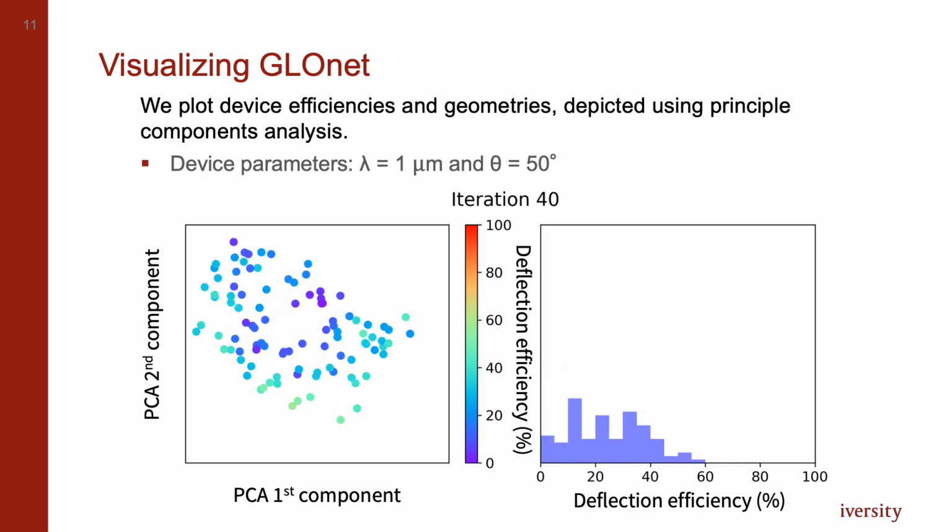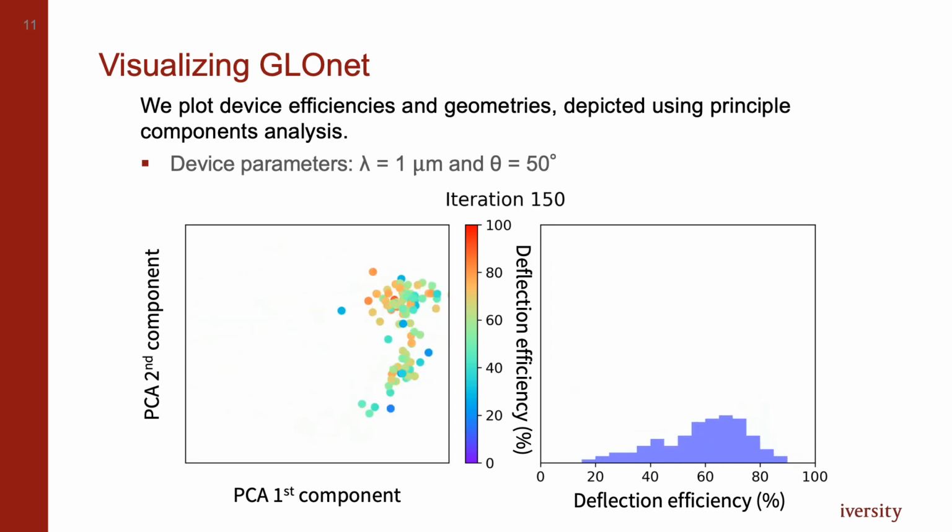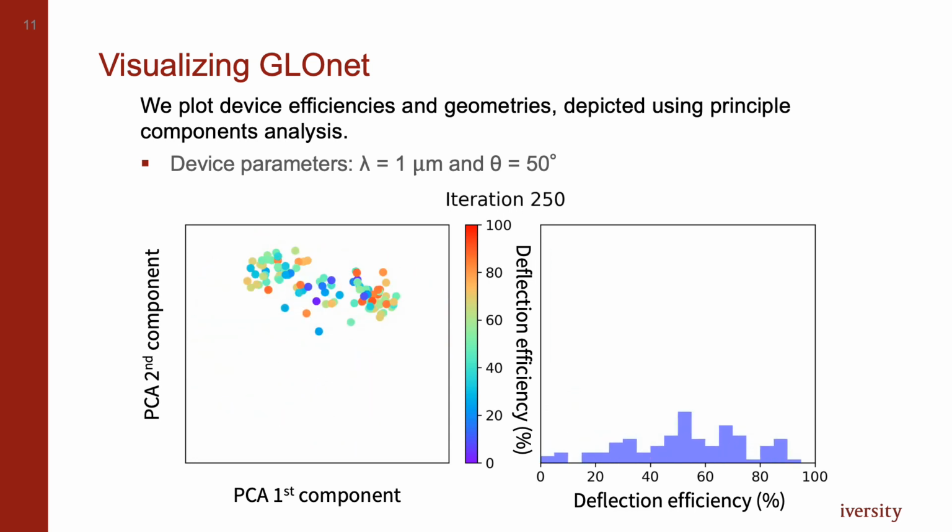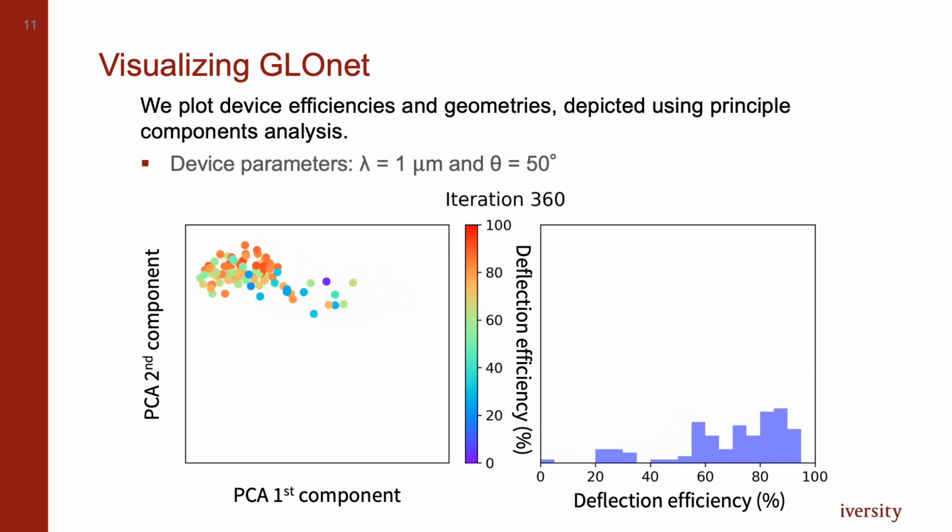Let's play it again. It looks like initially the distribution searched the whole design space and finally converged to a promising region in the design space.